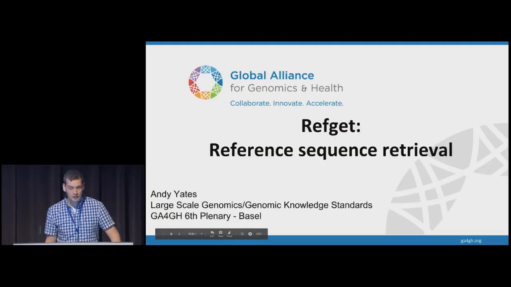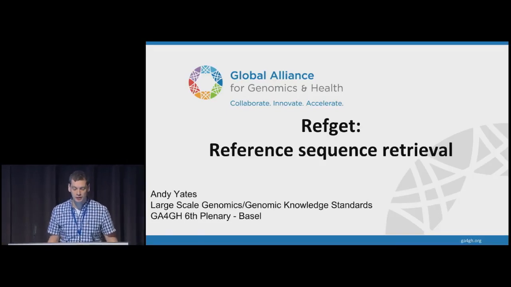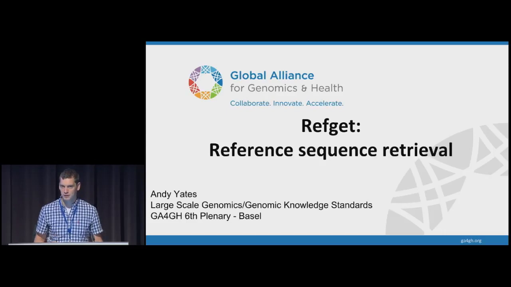Fantastic. So, good morning, everyone. I am representing two work streams. I'm actually one of the co-leads of the Genomic Knowledge Standards work stream. I'll be presenting refget, which is, as has been previously described, an API which underpins the CRAM format. And very much as Mike was talking about before, about HTSget being one of these APIs that abstracts us away from traditional file systems, refget does the same thing for reference sequences.